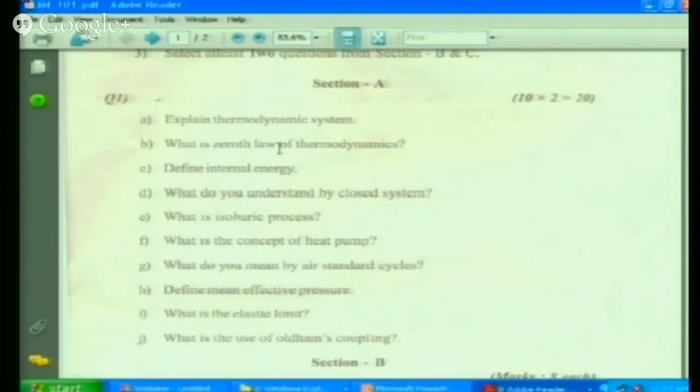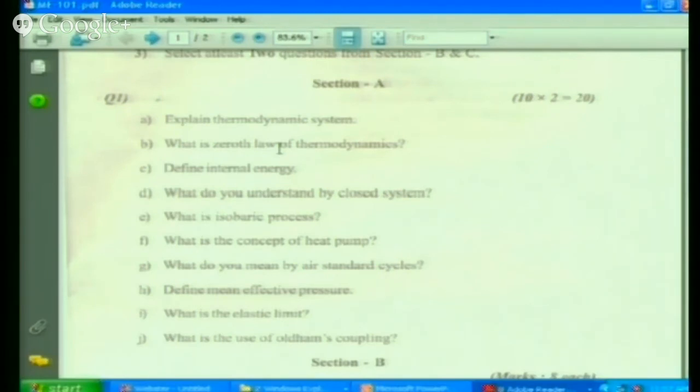Look, they are 2 marks each. Again this is a oral question; one should have said explain the concept of closed system. Just explain the concept of closed system. Then what is isobaric process? Again it should be explain; it should not start with what. Next is what do you mean by air standard cycles. Again wrong; one should write the meaning of air standard cycles or simply say define air standard cycle.